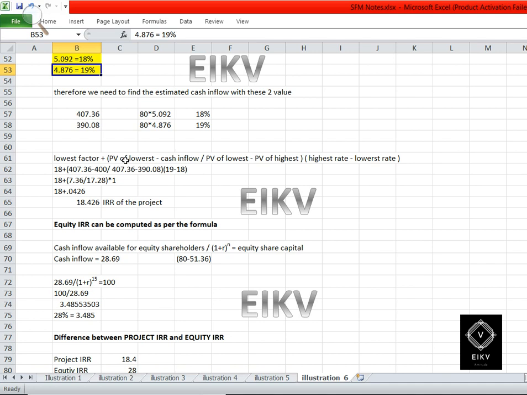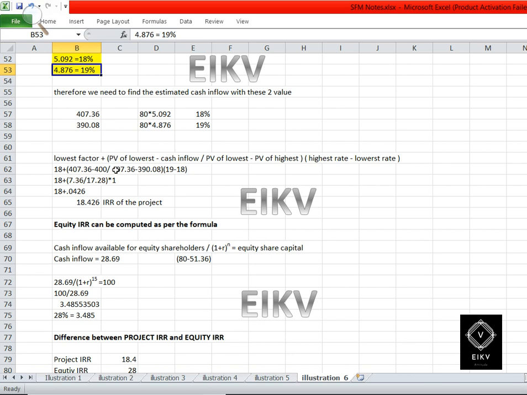The formula for the IRR is lowest rate plus present value of cash inflow at the lowest rate minus the cash inflow, divided by present value at the lowest rate minus present value at the highest rate, the whole into higher rate minus lower rate.